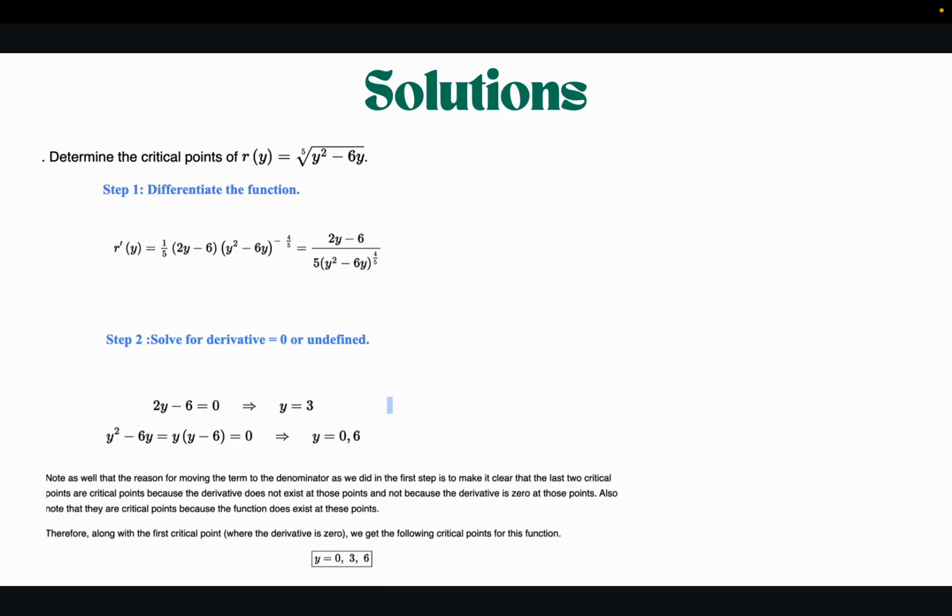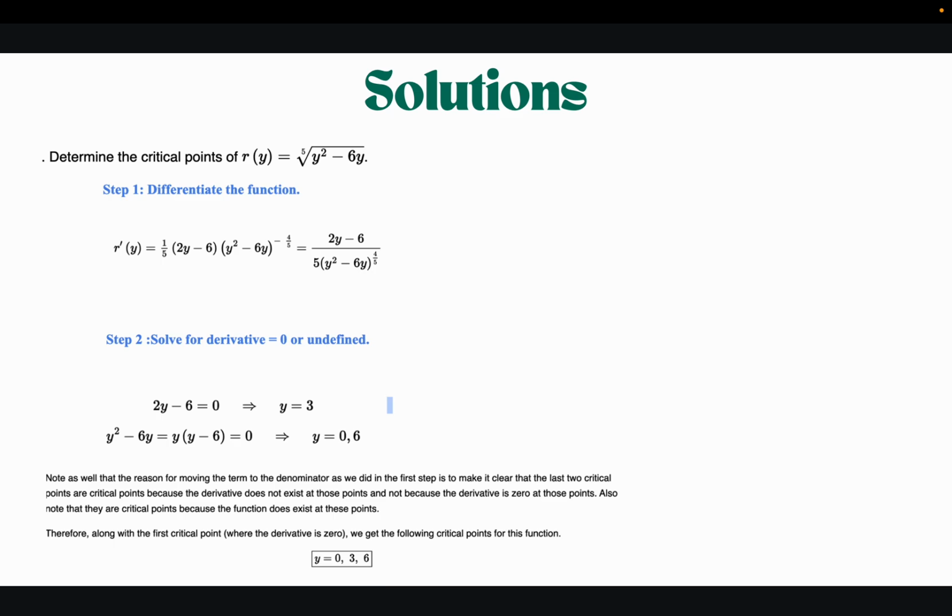So this is the solution of how you get to the answer. How do we find the critical points of this? Well, as usual, we differentiate it, but this time differentiation is not as easy as we used to do because it has a root, so we have to simplify it first. After differentiating, we get 1 over 5 times (2y minus 6) times (y squared minus 6y) to the power of negative 4 over 5. Simplifying again, this equals (2y minus 6) over 5 times the fifth root of (y squared minus 6y) to the fourth power.